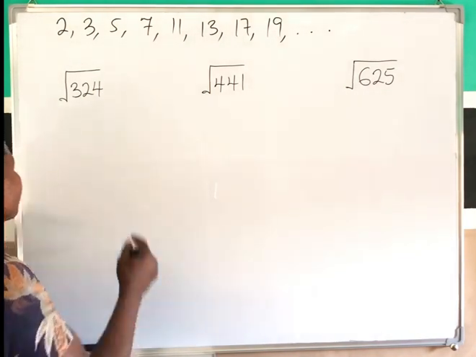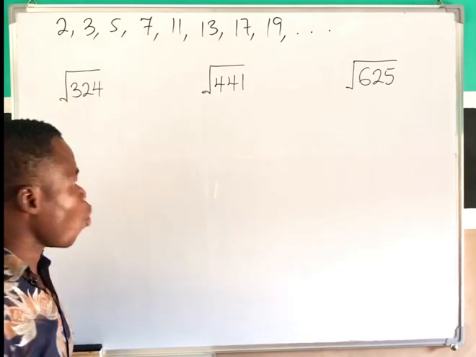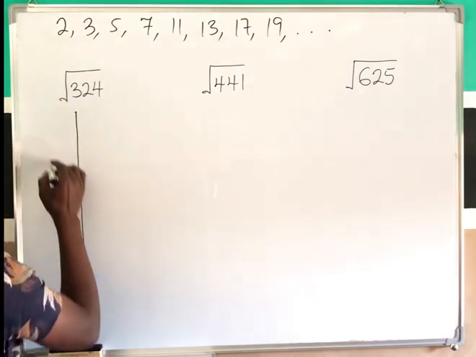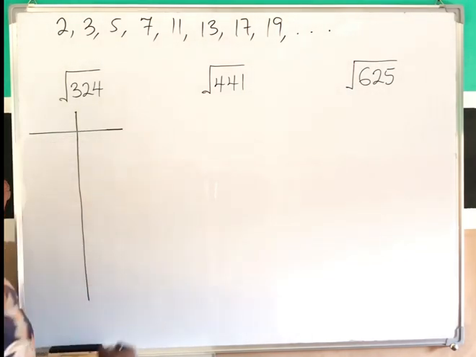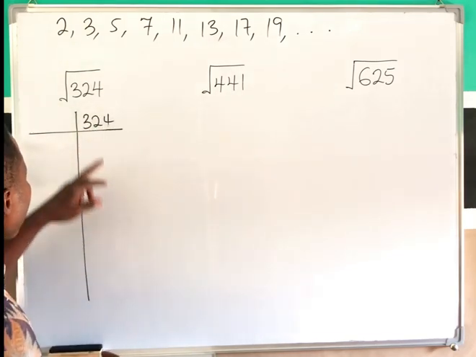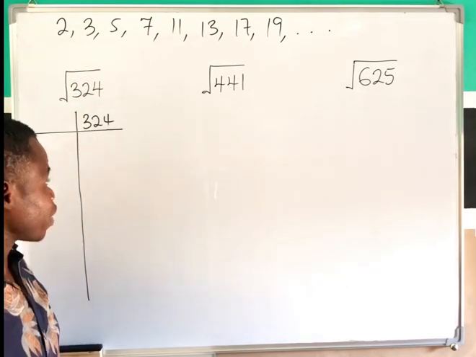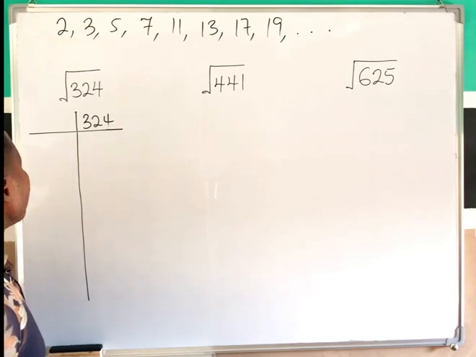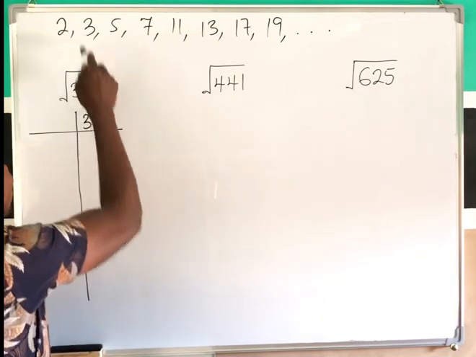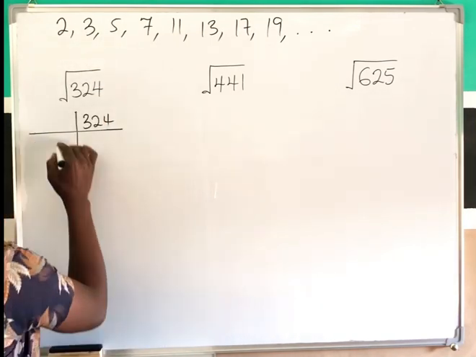Now, let's look at how the whole thing will be. If I'm to find the square root of 324, I will just sketch something like this. The number that I'm to find the square root of, I will write it here, 324. Then I will use the first prime number to divide it and see whether I'll get an exact value, that is, a value without a remainder. Meaning, whether 2 can go into 324 without a remainder. If 2 cannot do that, then I'll go to 3. If not 3, I'll go to 5. That is how the whole thing will be.